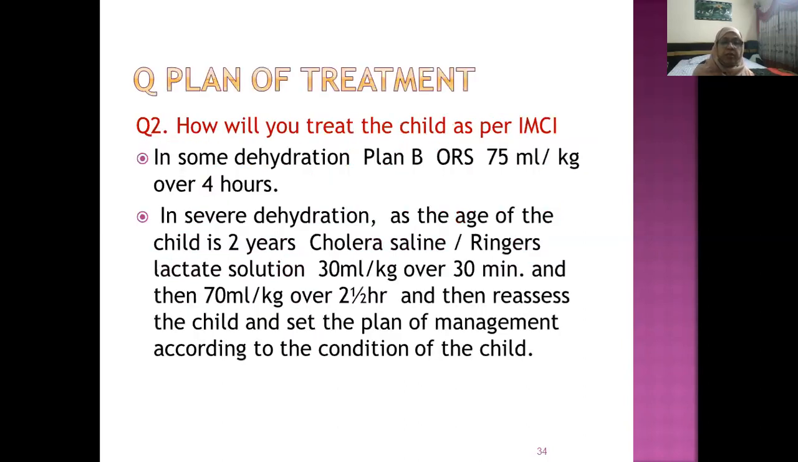Plan of treatment. How will you treat the child as per IMCI? In some dehydration, plan B, ORS should be given 75 ml per kg over 4 hours. In severe dehydration, as the age of the child is 2 years, cholera saline or Ringer's lactate solution, 30 ml per kg over 30 minutes, and then 70 ml per kg over 2.5 hours, and then reassess the child and set the plan of management according to the condition of the child.